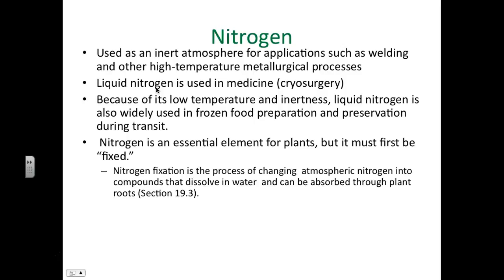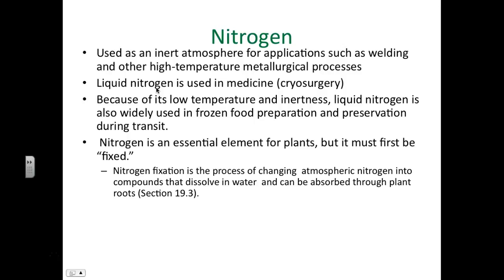Nitrogen is also used for welding, for example. They make an atmosphere of nitrogen because the oxygen in the atmosphere will react with the metals at high temperatures, and that's not good. We don't want that to happen. Nitrogen is very inert. It doesn't really react with metals. So that's why it's awesome to use nitrogen atmospheres for welding.